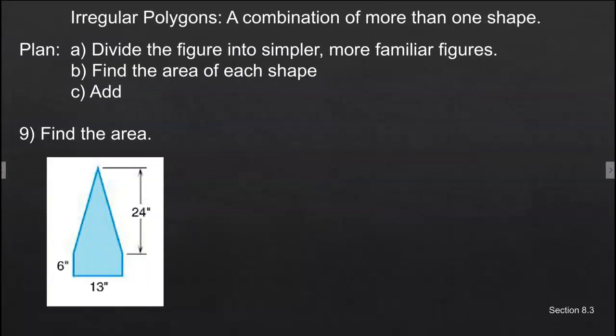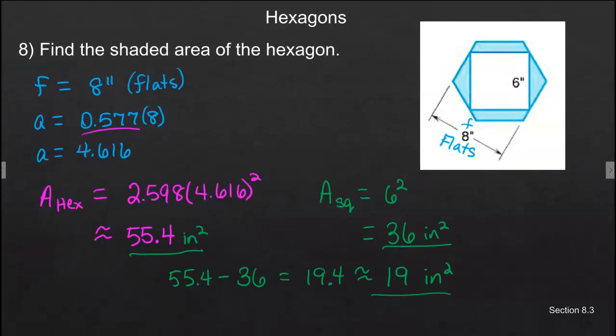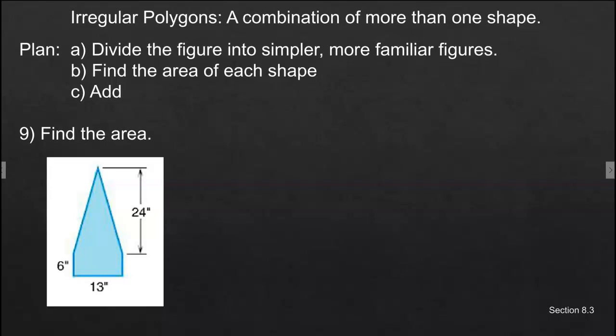And now this is where we're talking about some irregular polygons. This one was just a hexagon and a square, but irregular polygons are combinations of more than one shape, and so they're kind of put together in a different way. So the plan would be divide the shape into simpler, more familiar figures, find the area of each shape, and add those together. And so you just have to basically figure out, okay, what do I have here?